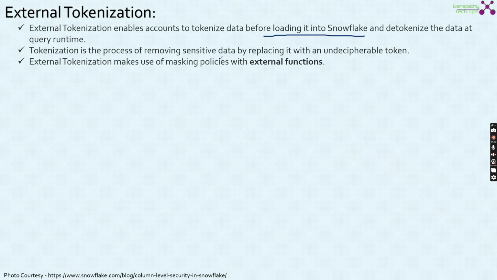Tokenization is a process of removing the sensitive data by replacing it with an undecipherable token. External tokenization makes use of masking policies along with external functions. We already saw in greater detail on external functions in one of our previous videos. Typically, external tokenization makes use of the external functions to implement this tokenization mechanism.